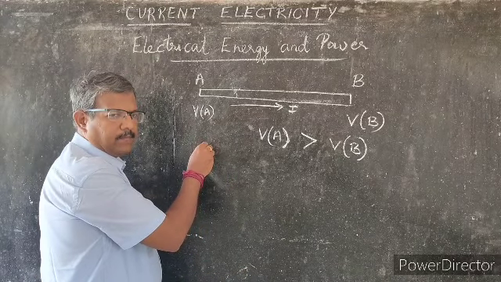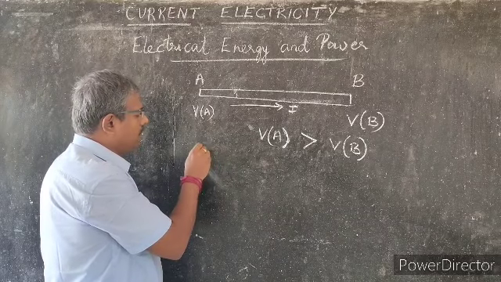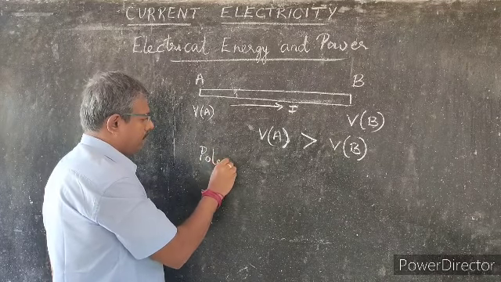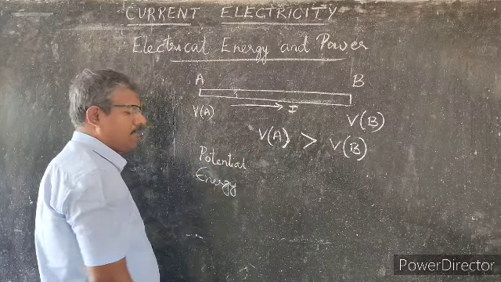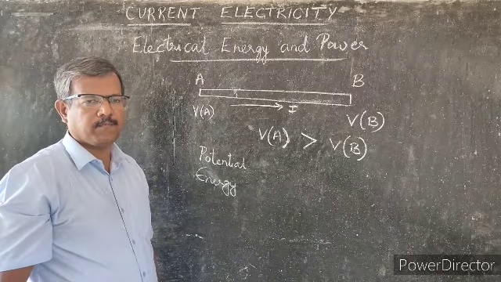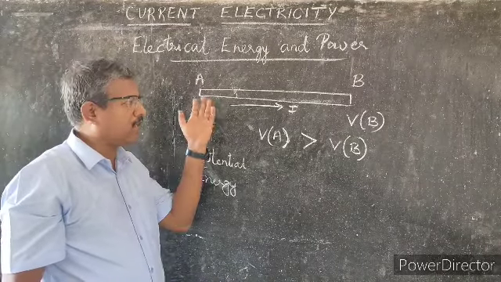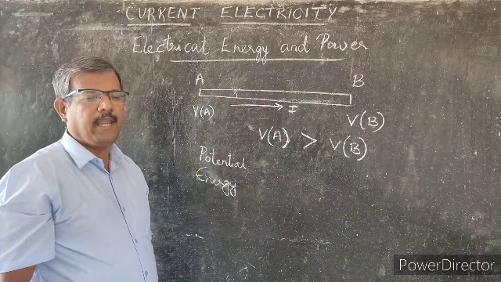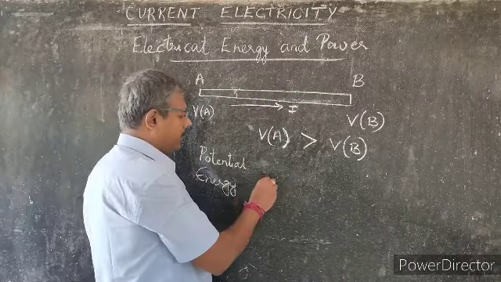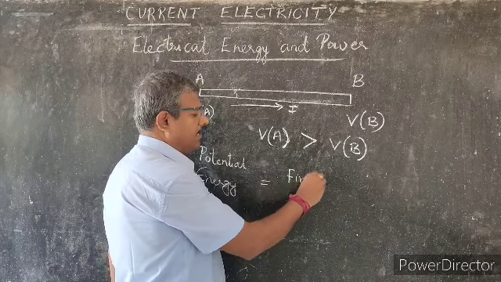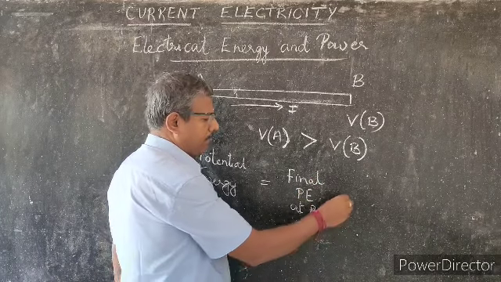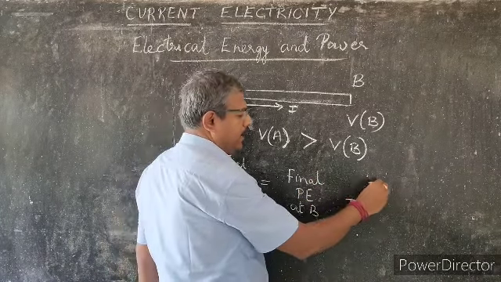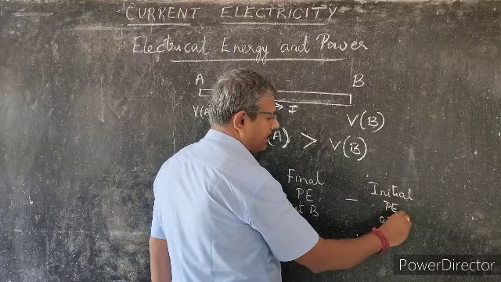If this is the case, then the total change in potential energy as the charges, or electrons in this case, move from A to B would be given by the final potential energy at B minus the initial potential energy of the charges at A.